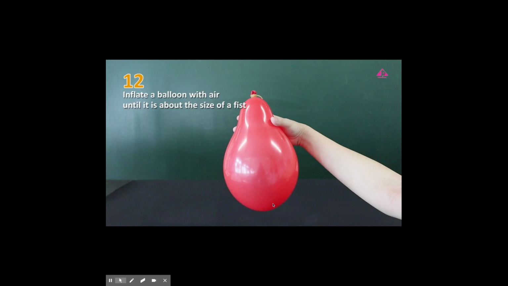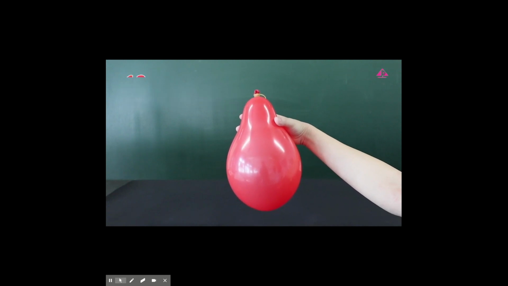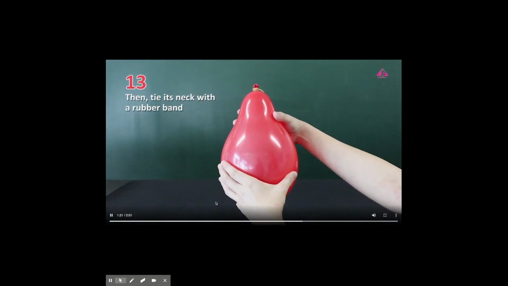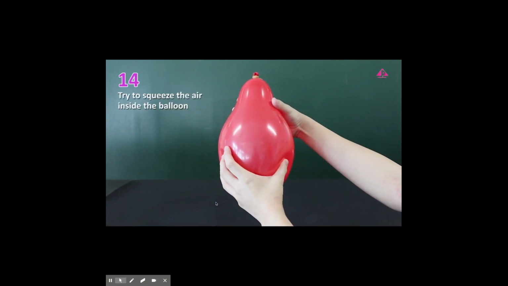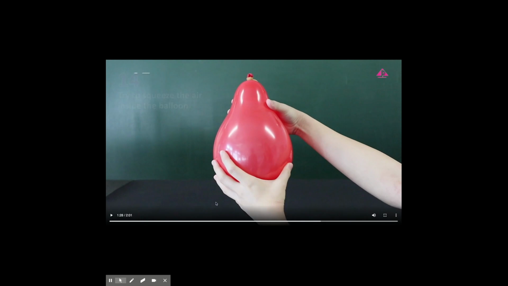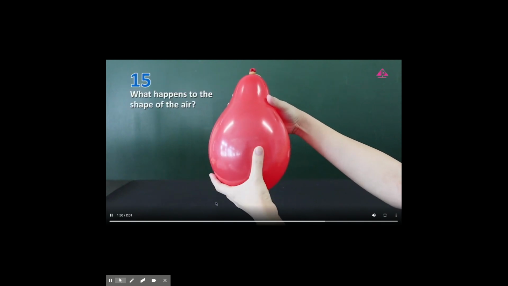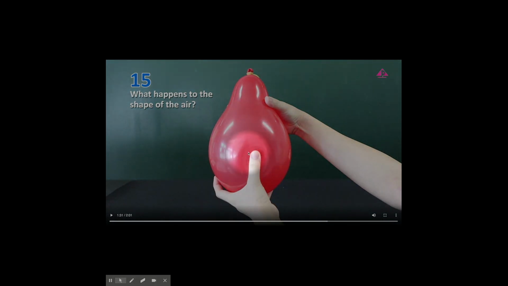Inflate a balloon with air until it is about the size of a fist. Then tie its neck with a rubber band. Try to squeeze the air inside the balloon. What happens to the shape of the air? When you press it, you can see this is elastic and it will push inward and the shape will change. The shape of the balloon will change, and so does the shape of the air.